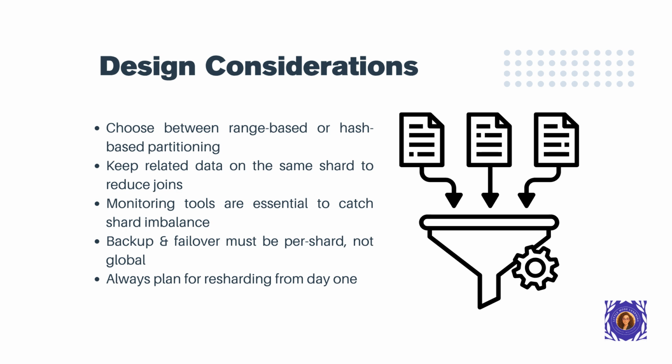When designing a sharded system, several critical considerations must guide your architectural choices. Choose between range-based or hash-based partitioning. Range-based partitioning divides data based on a range of values. For example, user IDs 1 to 100 in shard 1, 101 to 200 in shard 2.